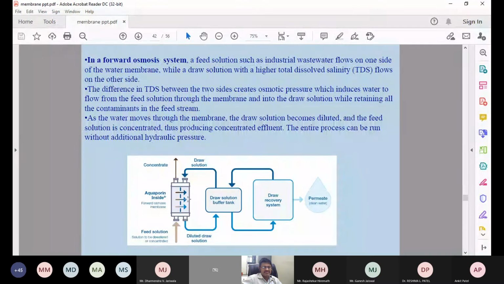from here to here? So for that, what we do, we use a draw solution. For the draw solution, you can use sea water or any salty water. So if salty water is on this side and the wastewater is on this side, what will happen? Salty water will have more concentration because it has salts.